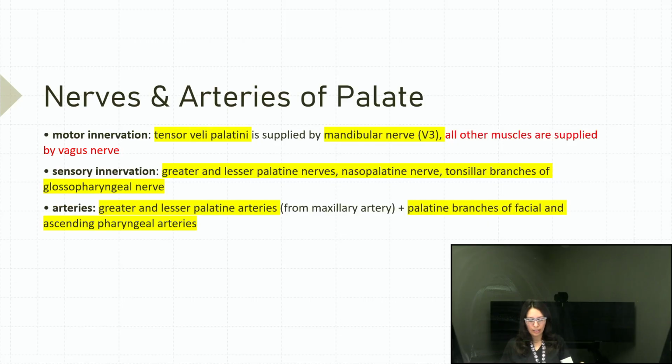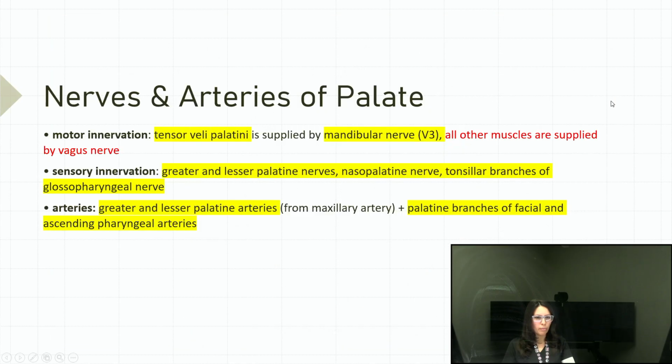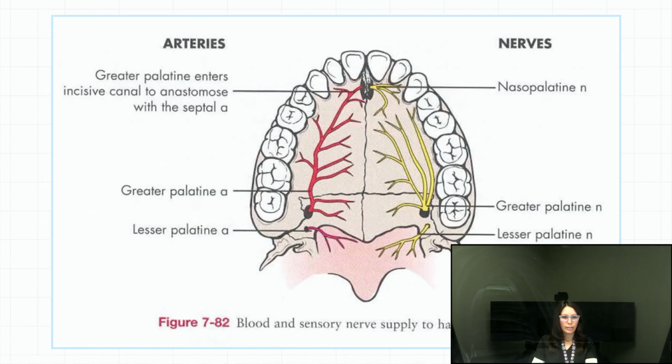Now the arteries in this area, I'm going to show you a picture here, but I want to go back to the information. It's the greater and lesser palatine arteries. These are direct branches from the maxillary artery, and palatine branches of the facial and ascending pharyngeal arteries. So greater and lesser palatine arteries, important, as well as palatine branches of the facial and ascending pharyngeal arteries. So here you can see the greater palatine artery and lesser palatine arteries supplying this region.